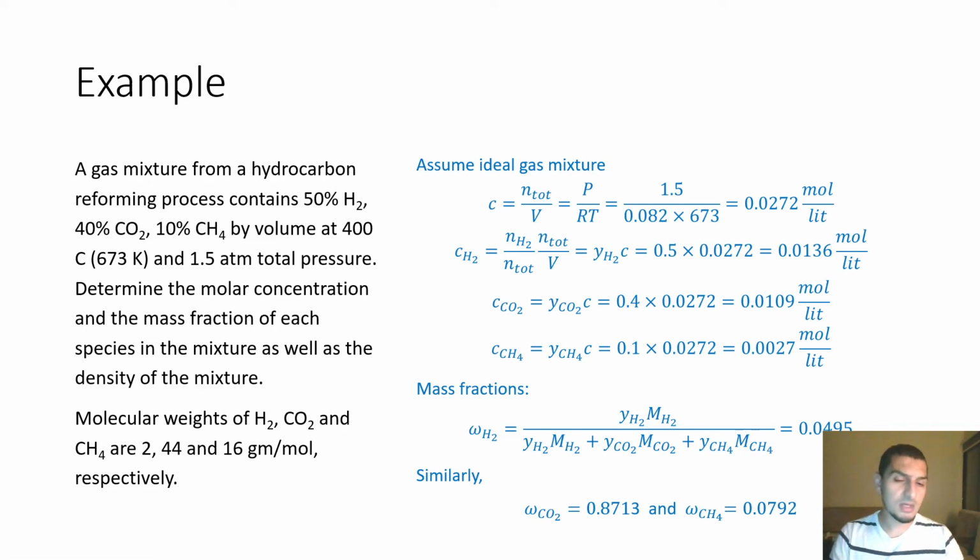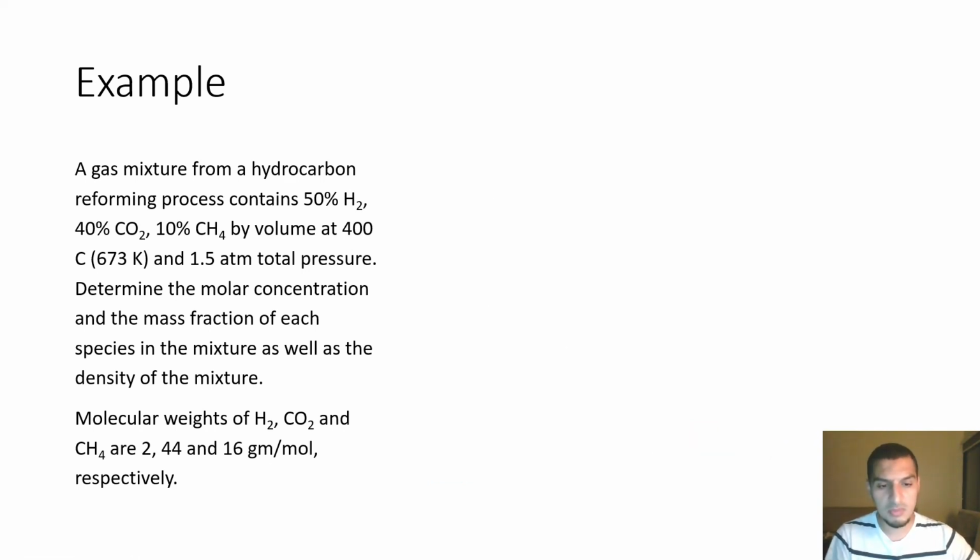And this is a point that we need to stop and take a look at. The hydrogen represented 50% by moles, but it represents less than 5% by mass. And again, if you take a look at the molecular weights, it's 2 compared to 44 and 16. So the carbon dioxide, which was 40%, represents 87% of the mass that we have, while the 50% hydrogen represents only less than 5% of the total weight. So this is something that's important to keep in mind.